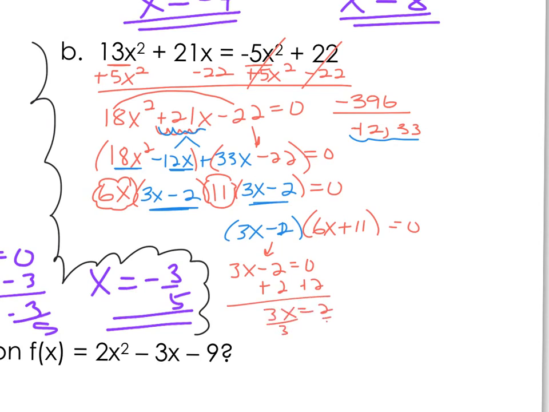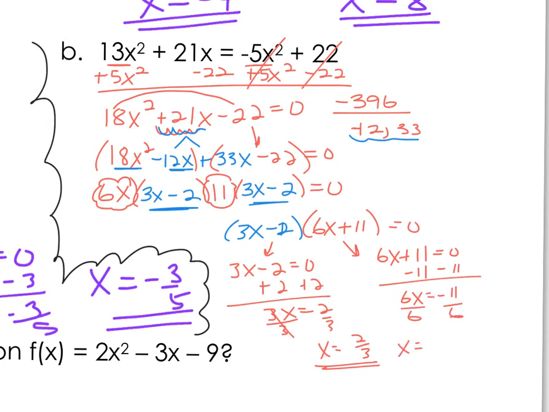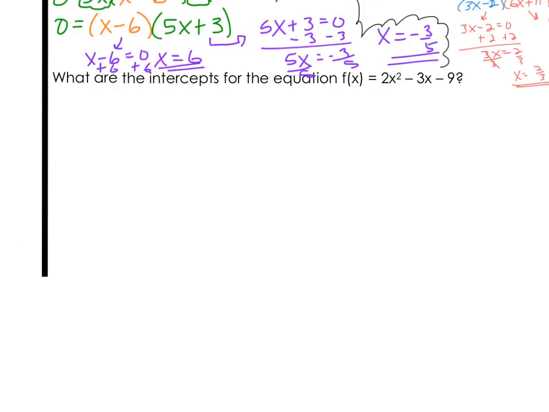Divide both sides by 3. One x-intercept is x equals 2/3. The other one, 6x plus 11, apply that zero product property, move 11 over, and divide by 6. Our other x-intercept is negative 11/6. Wow, that's a crazy process to solve for x.